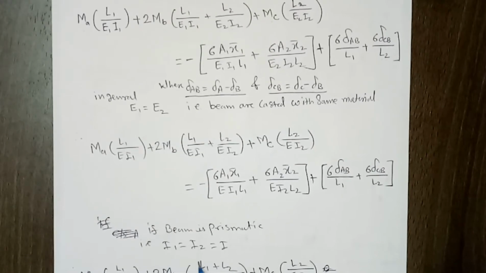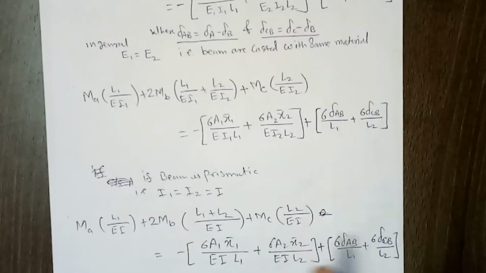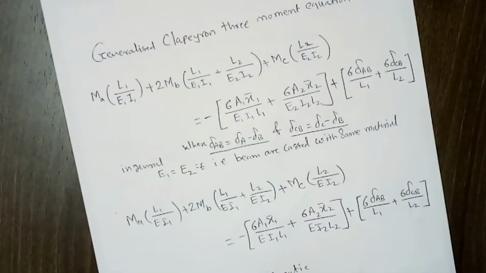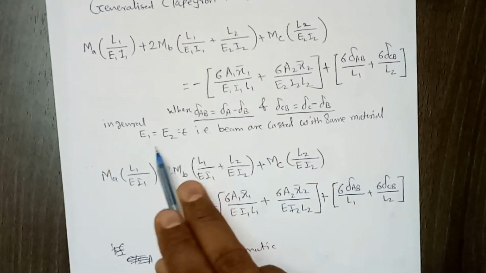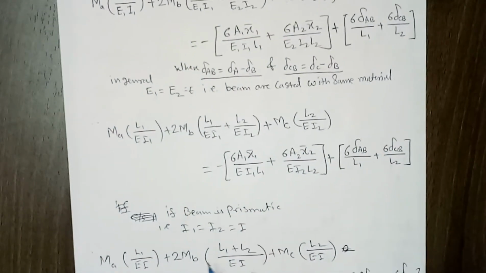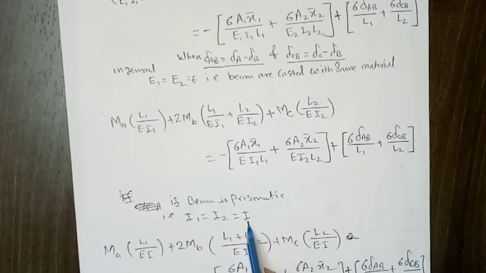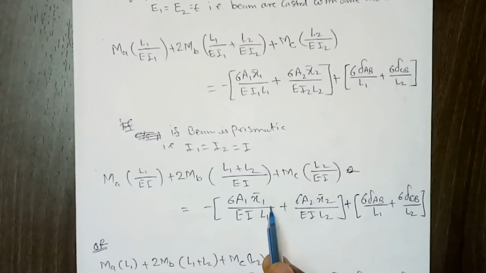So if there is a continuous prismatic beam, then I will remain the same. Like if you use these two cases, say if the beam is cast with the same material, then E1 and E2 will be equal to E, and the moment of inertia I1 will be equal to I2, and that we can write as I. So then the equation will be modified like this, right?